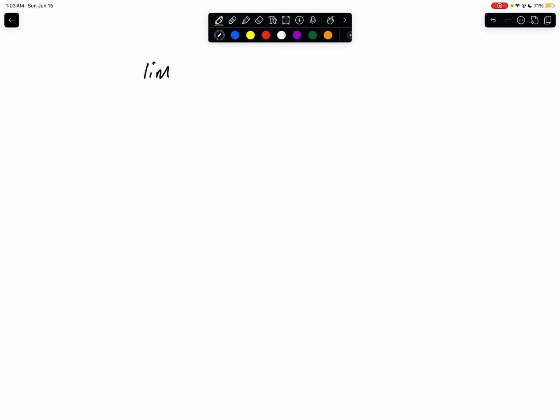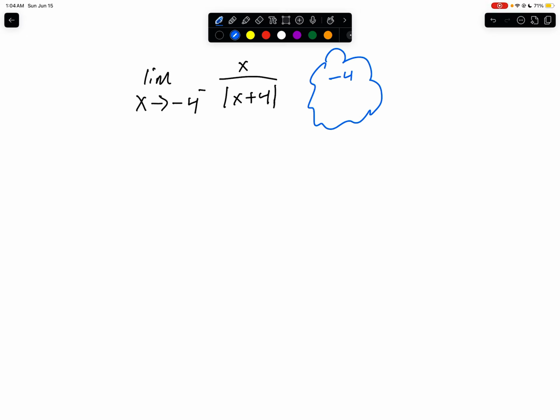The limit as x approaches negative 4 from the left of x over the absolute value of x plus 4. So if we try to directly substitute negative 4 into this, we get, and we're going to draw a thought bubble here, negative 4 over the absolute value of negative 4 plus 4, which will then just be negative 4 over 0. So because of this, we can say that this does not exist.